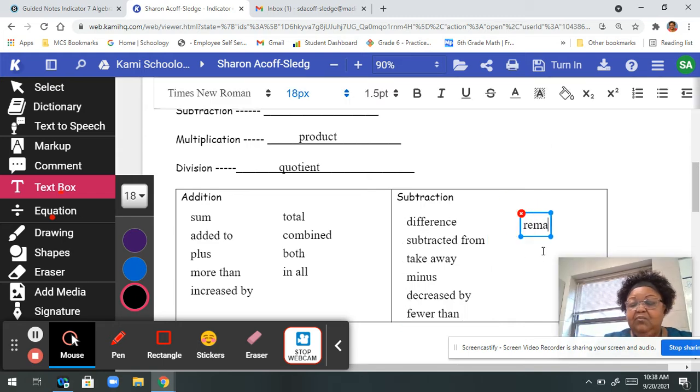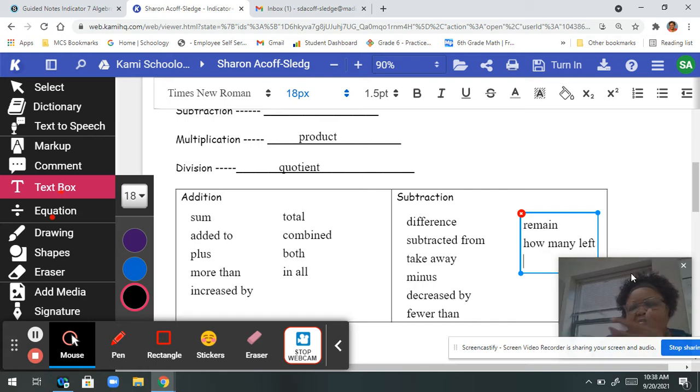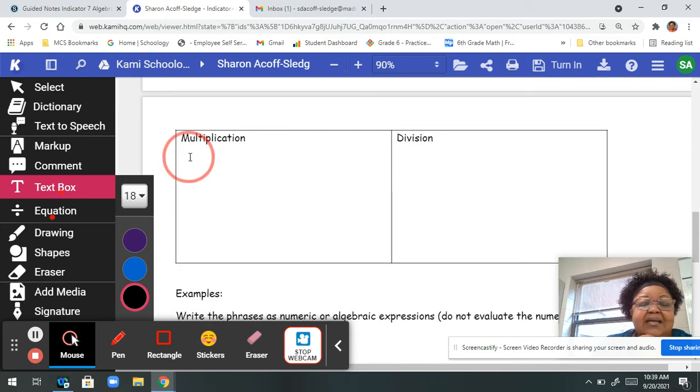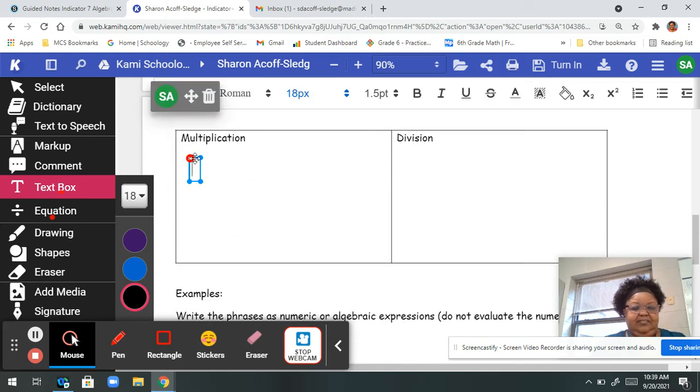We might ask you the amount that remains, so you have to subtract. Or we might say, how many do they have left? How many cookies do they have left after lunch? And yeah, we did take away. So there are other terms that could play into that, but those are some of the main ones that you'll see. Let's look at multiplication.